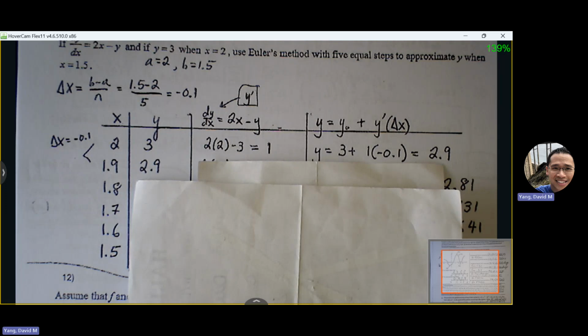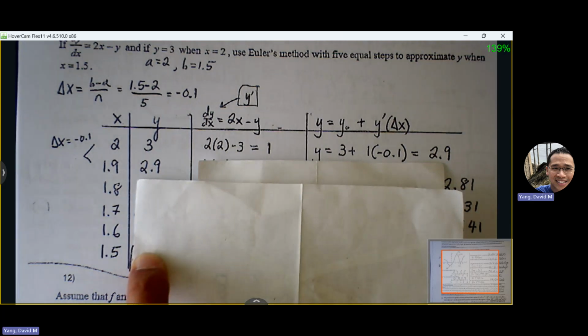So 2 goes in for x, 3 goes in for y. We get 4 minus 3, which is 1. That's our slope. That's our delta x. Y sub 0 plus m times delta x, which is 2.9. Update, go to your next row, create your new y value, and then repeat the same process. We're going to end once we get the y value associated with 1.5.